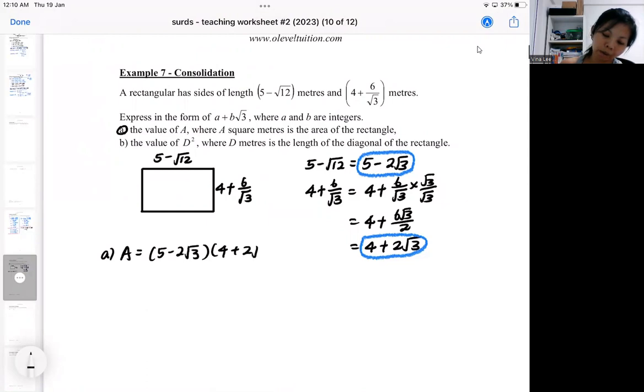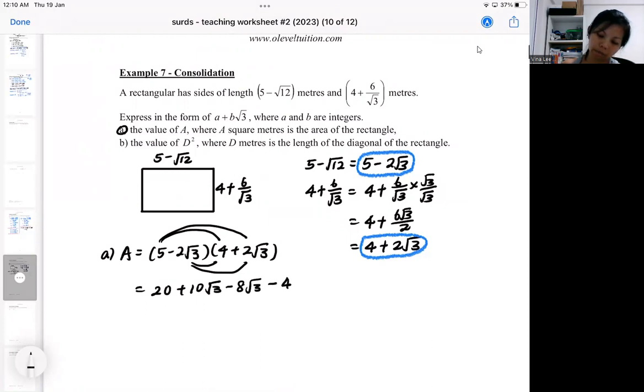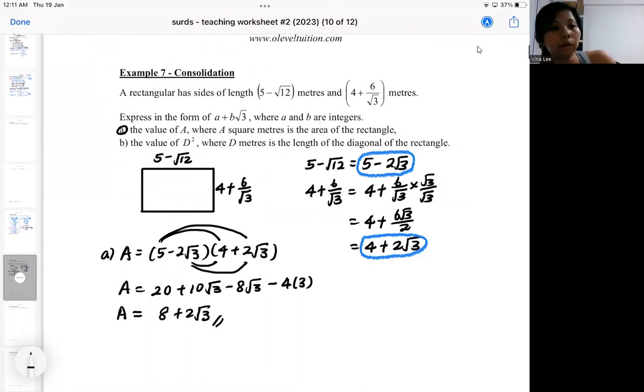It's so much easier for you to execute your arrows rather than doing it in the fraction format of the huge square root, like square root 12. So do your arrows. You will be getting 8 plus 2 root 3. It's quite straightforward.